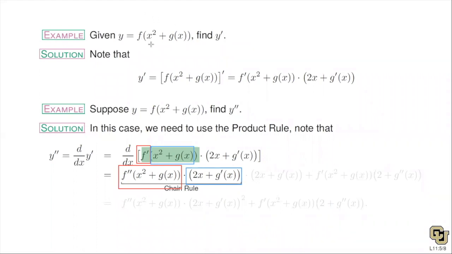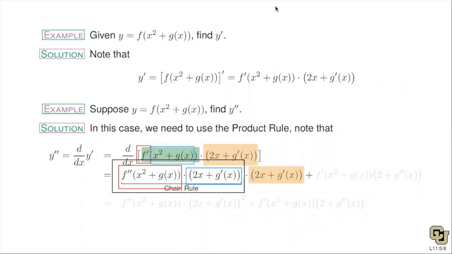Don't forget, I still need to multiply by this function here. Derivative of the first times the second, that's this function right here that I'm multiplying. Here's that function. So the 2x plus g prime of x and this other term, 2x plus g prime of x, I will be able to combine. So what we're looking at here is the derivative of the first function using chain rule, which is these two terms here, times the second.